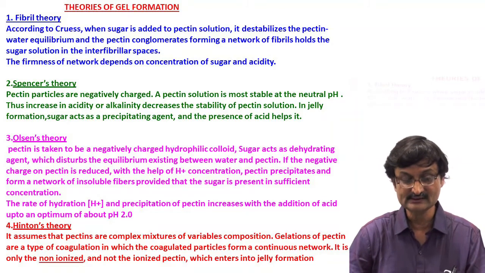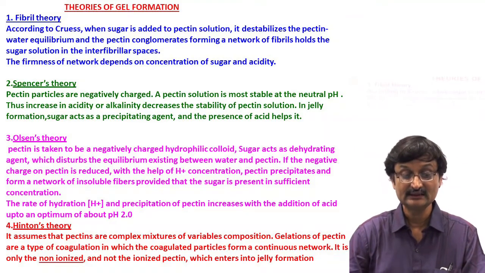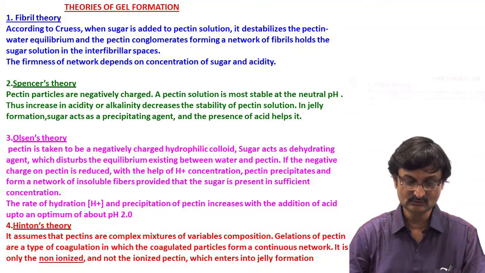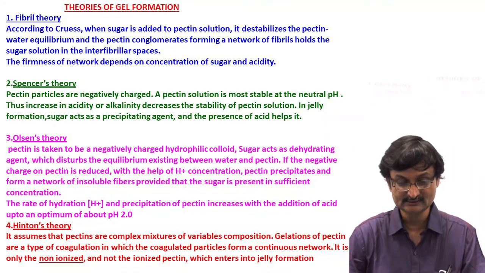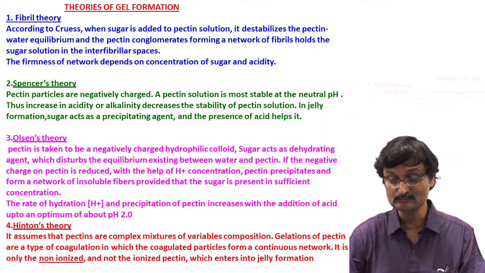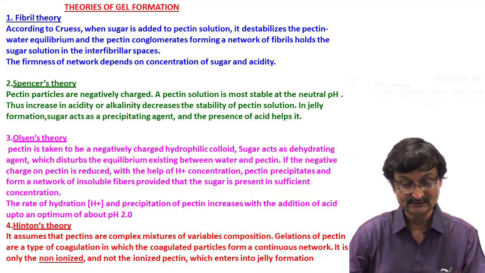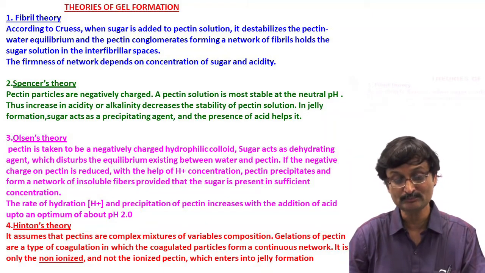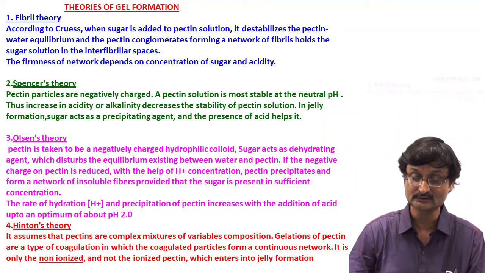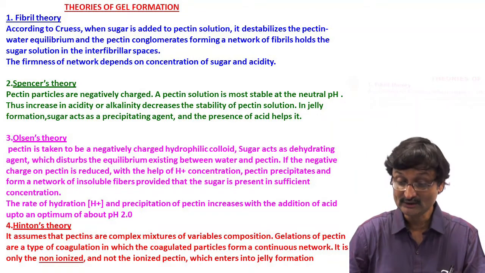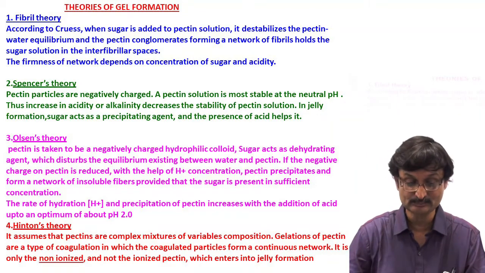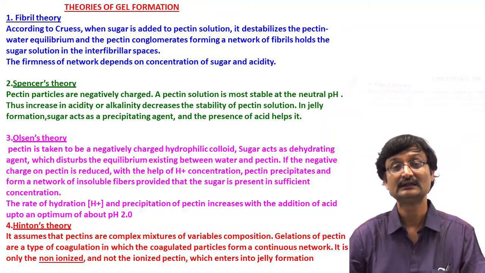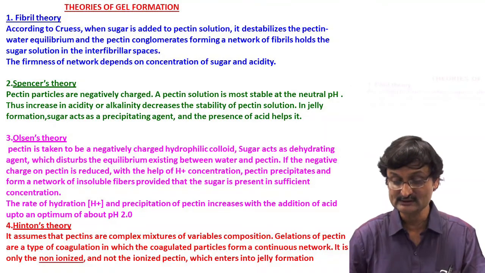Last theory is Hinton's theory. Fourth one, it assumes, contradictory to other theories, that pectins are a complex mixture of variable compositions. Gelation of pectin is a type of coagulation in which the coagulated particles form a continuous network. It is only the non-ionized, not the ionized pectin, which enters into jelly formation. According to Hinton, these are the non-ionized particles which enter into the gel formation.